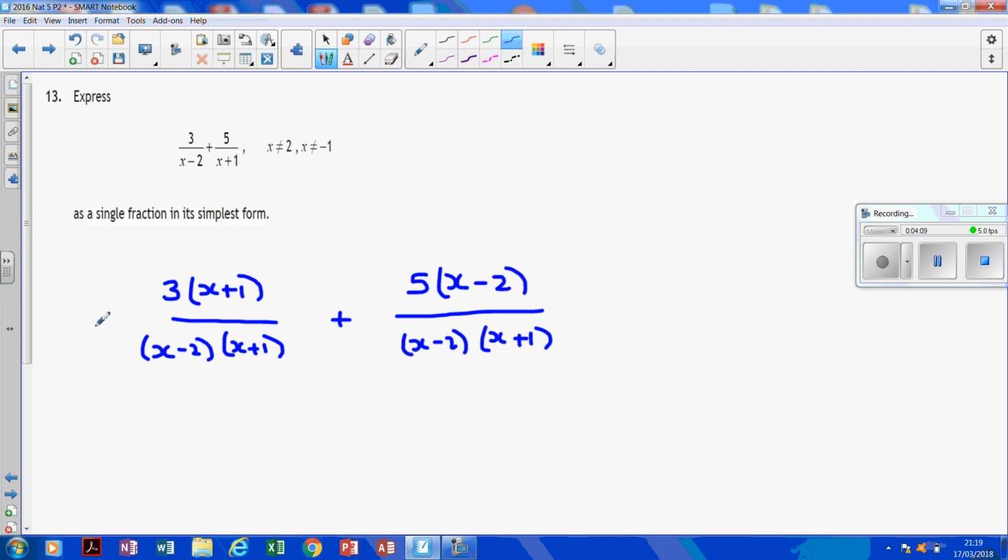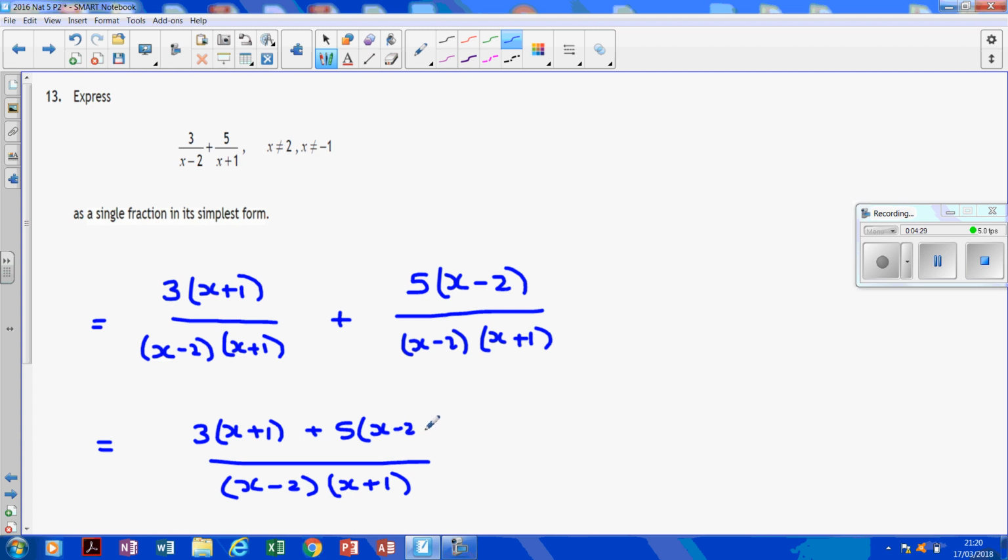Now once I've got two fractions with the same denominators, I can add the numerators to change it to one fraction, which is (x minus 2) times (x plus 1). And in the top, rather than just being numbers, we've got expressions, so we have to work them out. So it's 3 bracket x plus 1 plus 5 bracket x minus 2.